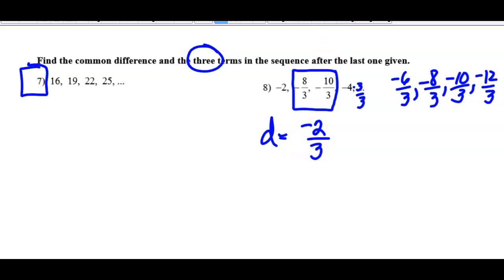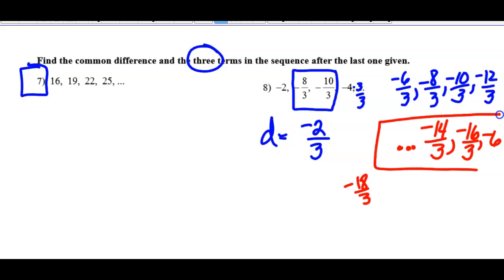And then the next 3 terms, if we keep subtracting 2/3, okay, the next one would be negative 14/3. After that, if we took away 2 more, we'd have negative 16/3. The next one, if we took away 2 more, would be negative 18/3, which is actually negative 6. So there's the next 3 terms reduced and written the way they had them.